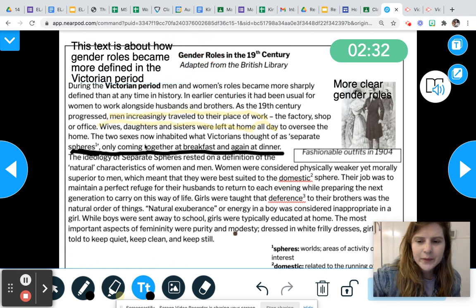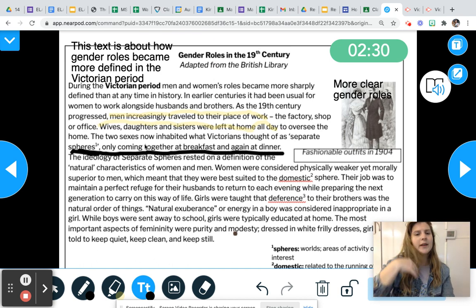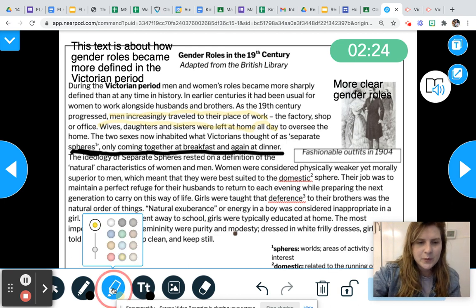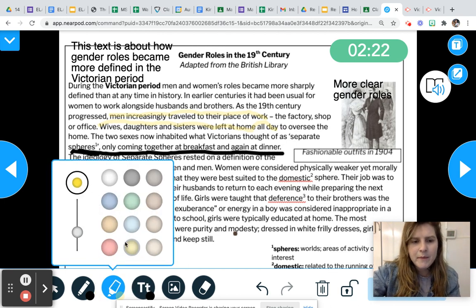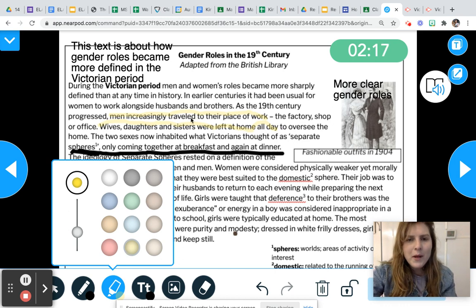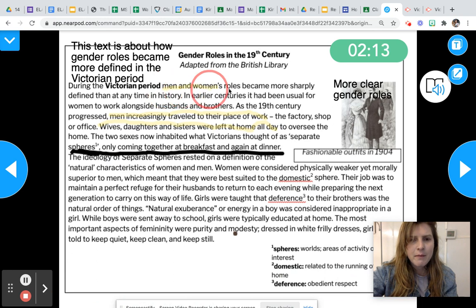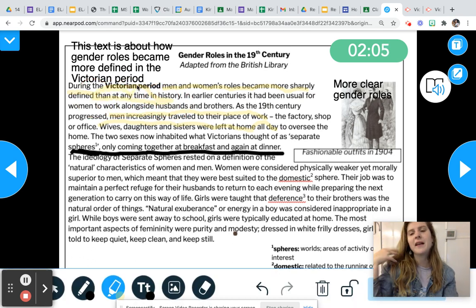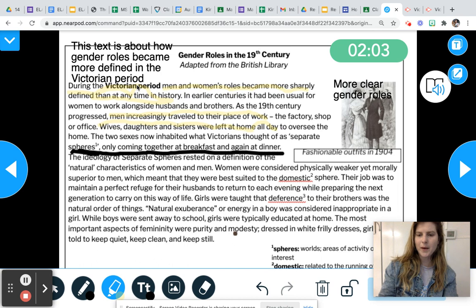Cool. All right, so I know this is about how gender roles are more defined in the Victorian period, right? How do I know that? Well, I've highlighted some text evidence here, okay? Men are traveling to work, wives and daughters and sisters were left at home all day. Also, it tells me in this first sentence, men and women's roles became more sharply defined than at any other time in history. Okay? So we know that's what my first paragraph is mostly about.